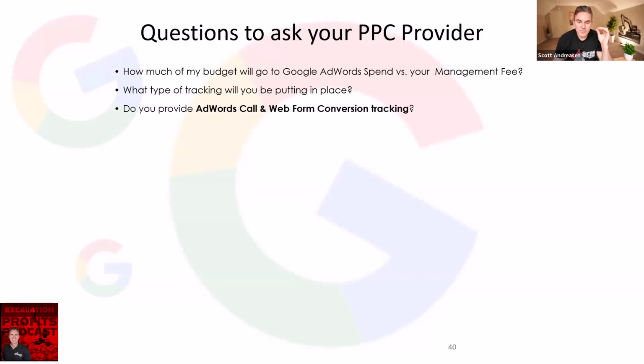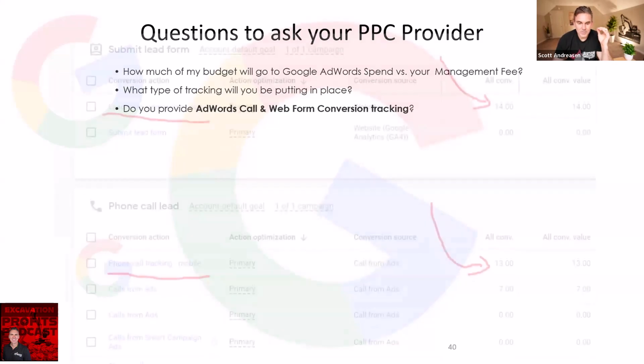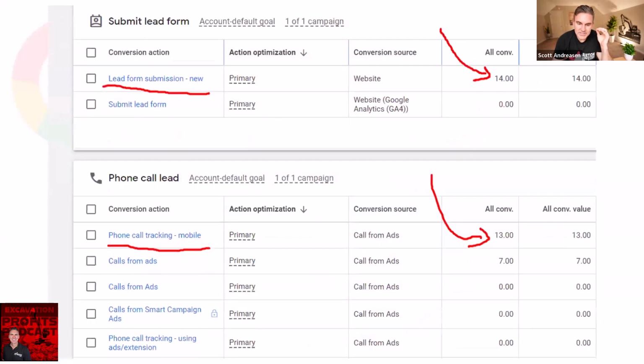Do you provide AdWords call and web form conversion tracking? It's another good thing to ask them. So here's an example of what tracking looks like in your Google Ads dashboard. You guys heard me say several times, make sure you have conversion tracking. So in your Google Ads dashboard itself, there's a place called conversions. It looks like this. Every time you get a lead, these numbers should go up right here.